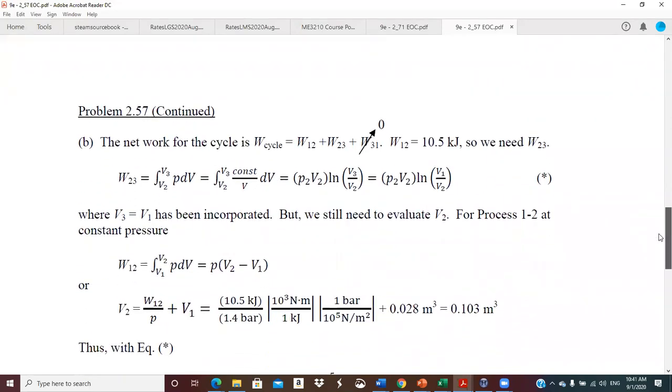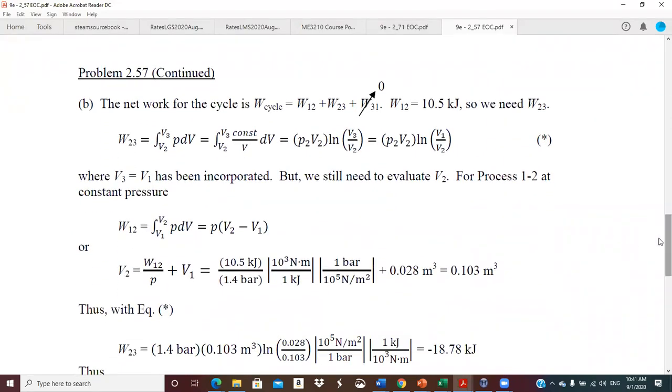So we can evaluate that. We need to know V2, so this is for the constant pressure process, the work from 1 to 2, integral V1 to V2, P dV. P is constant, it integrates into V2 minus V1. So you can solve this for V2.